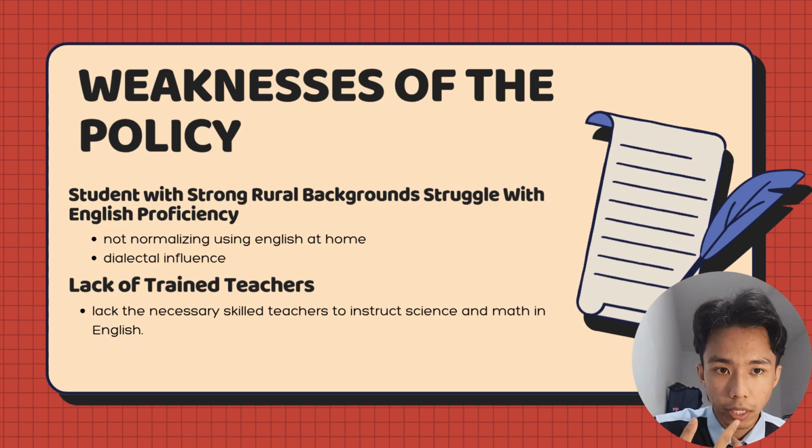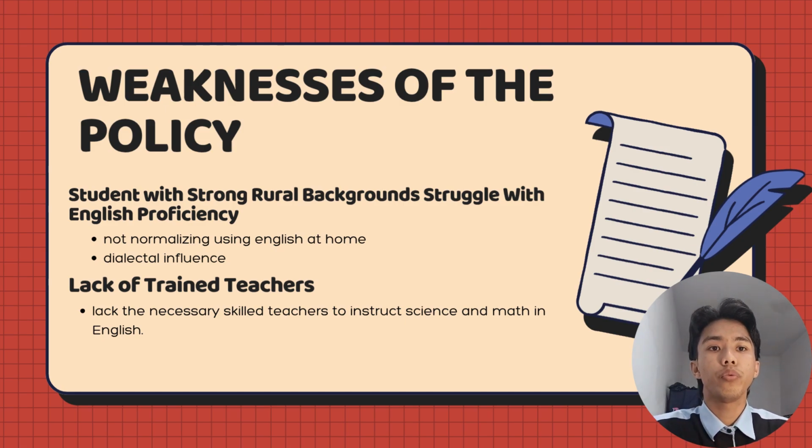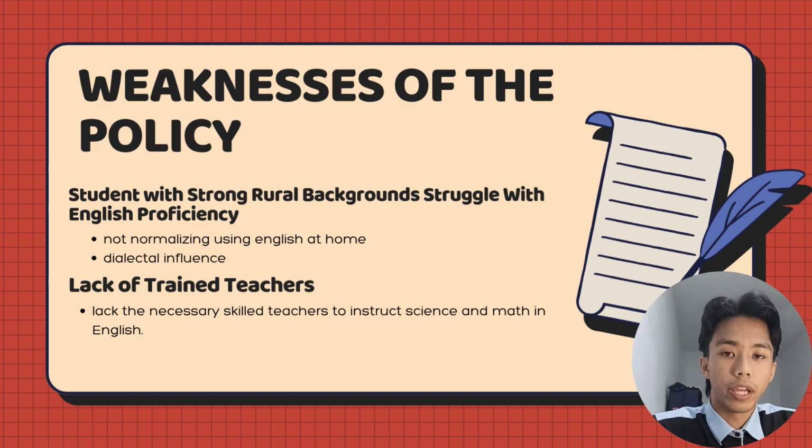On top of that, there are also issues with not having enough trained teachers. The National Union of the Teaching Profession (NUTP) mentioned in 2020 that many rural schools lack teachers who are properly trained to teach in English, especially in science and math. So sometimes schools just assign whoever is available, even if they are not confident or fluent in English, and this has a direct effect on students.